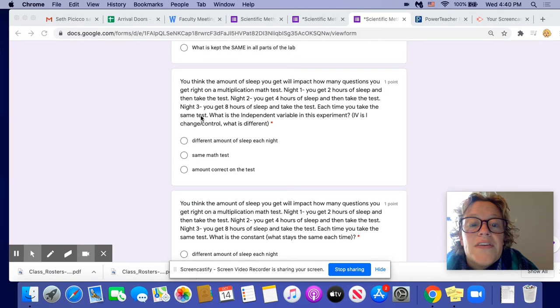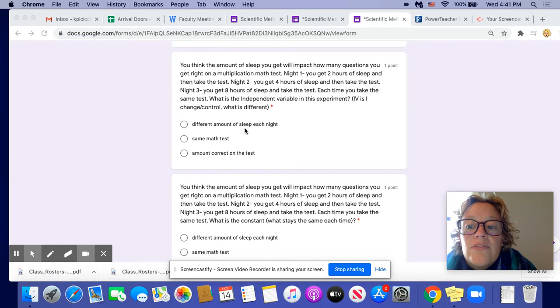Each time you take the same test, so the next morning you take the same math test, what is the independent variable in this experiment? And if you remember, a hint is the independent variable means I change, I control. So, is the independent variable the different amount of sleep I get each night, the same math test that I take, or the amount that I get correct on the test? Look again at what the definition of an independent variable is.